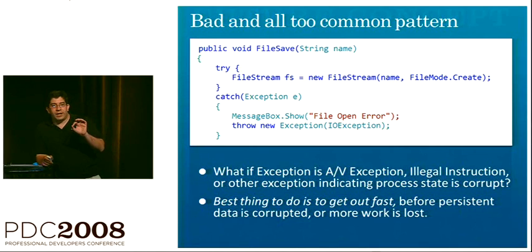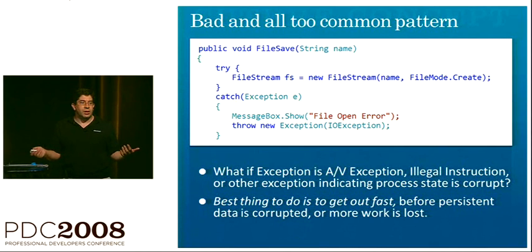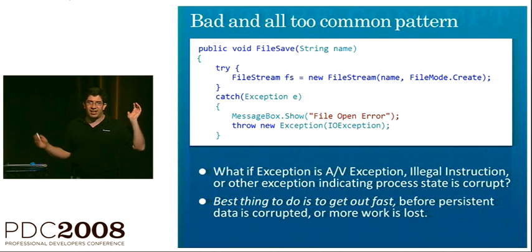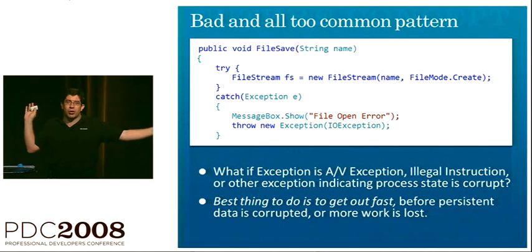So what if that exception is, for instance, an access violation exception or an illegal instruction or some other exception that indicates that your whole process state is corrupt? You don't want to be catching those exceptions. If you do, there's a chance you'll just make things worse. The user will keep working, they'll eventually lose all their work. Or even worse, the user will save their work and it'll overwrite some persistent data. When you have something like an access violation exception, you want to get out as fast as you can before any more damage is done. That kind of thing indicates that some pointer started overwriting arbitrary memory and terrible things have happened, and you just want to get out of there.